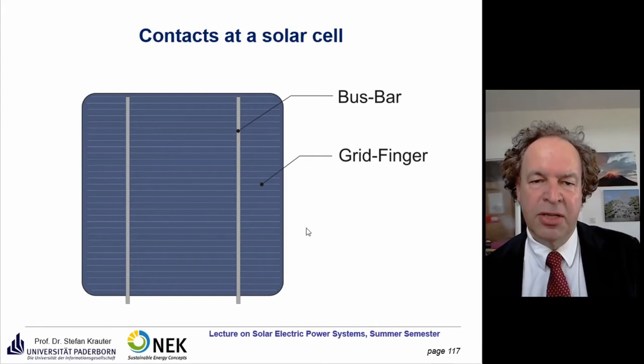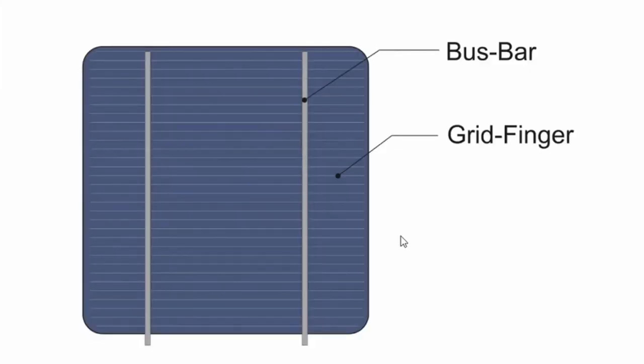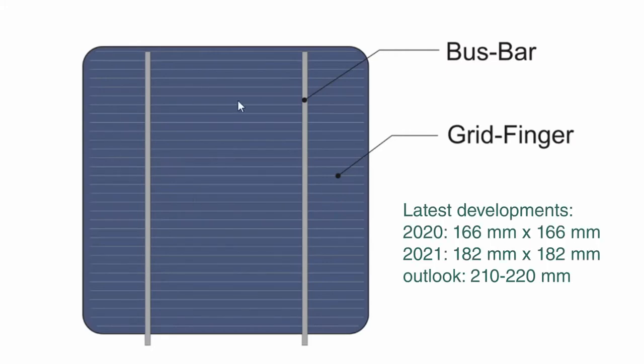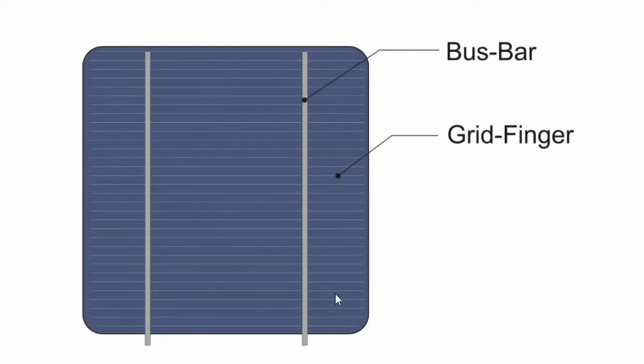Here you have a typical solar cell. Formerly it was 10 by 10 centimeters. Nowadays they are a bit bigger, 15.6 by 15.6 centimeters. You have the grid fingers, the small contacts. As I told you, it's a compromise between good transparency for the photons and sufficient contact area. In general, it turns out to be about 4%.